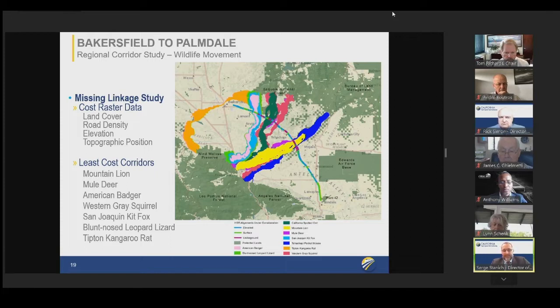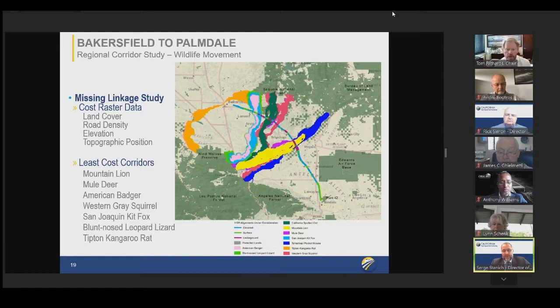In GIS, they use a data analysis element that refers to cost rasters. And the raster is essentially a data point that's made of land cover, road density, elevation, and topographic position. And so what we developed is a map that identifies preferential areas based on energy expenditure.